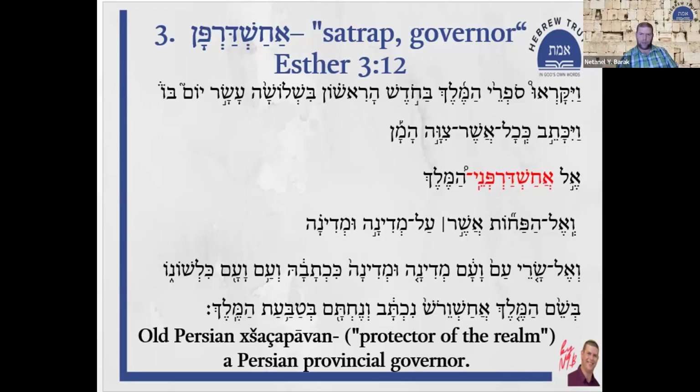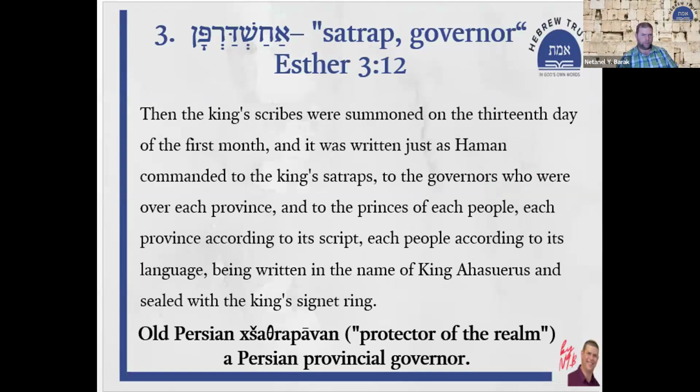English, please. Okay, I don't see it there. Let's see. How about now? Do you see it now? Yeah, I see it now. Then the king's scribes, I'm about to translate it by heart, but I know all those words. Then the king's scribes were summoned on the 13th day of the first month, and it was written just as Haman commanded the king's satraps, to the governors who were over each province, and to the princes of each people, each province according to its script, each people according to its language, being written in the name of King Ahasuerus and sealed with the king's signet ring.